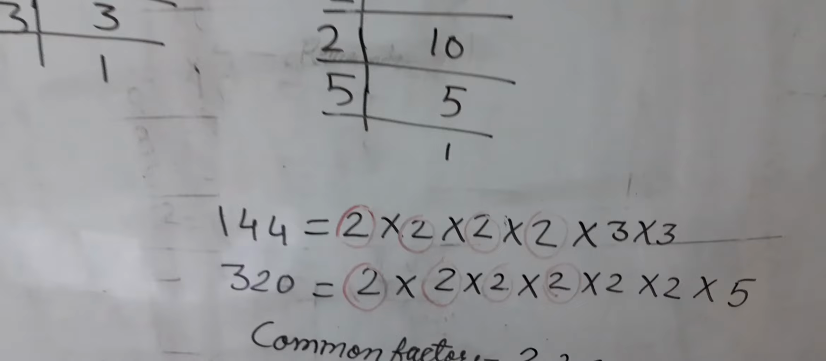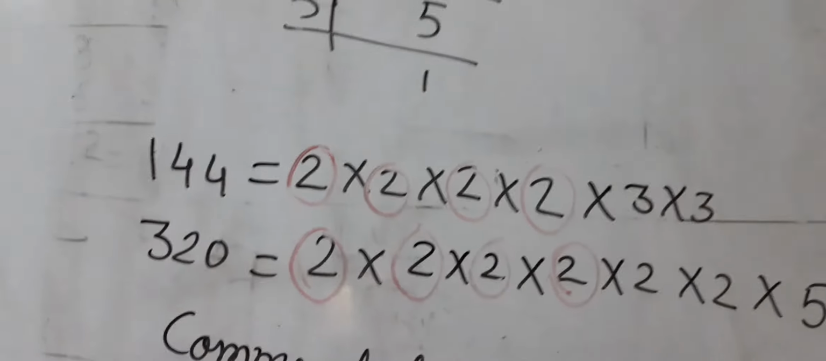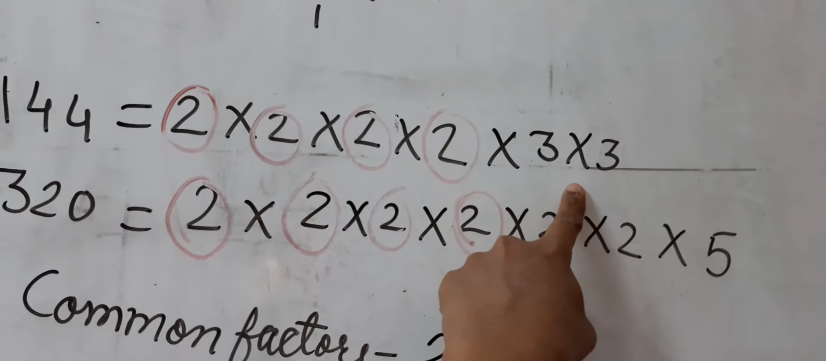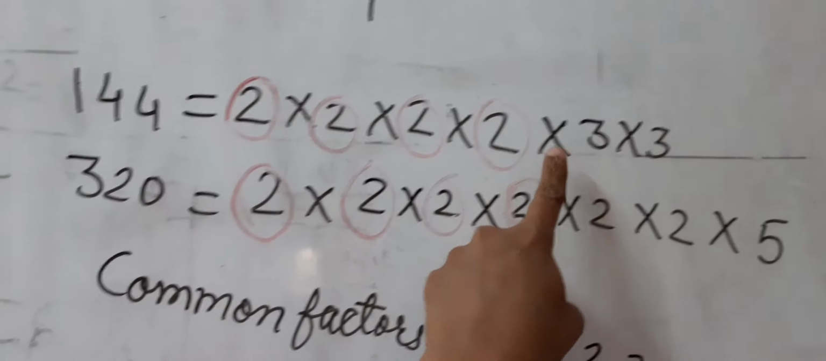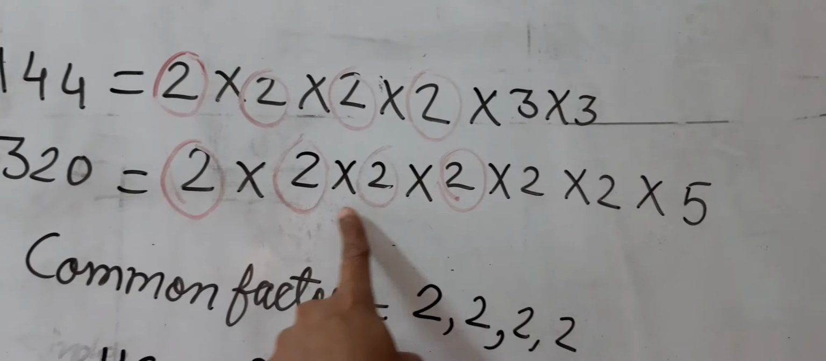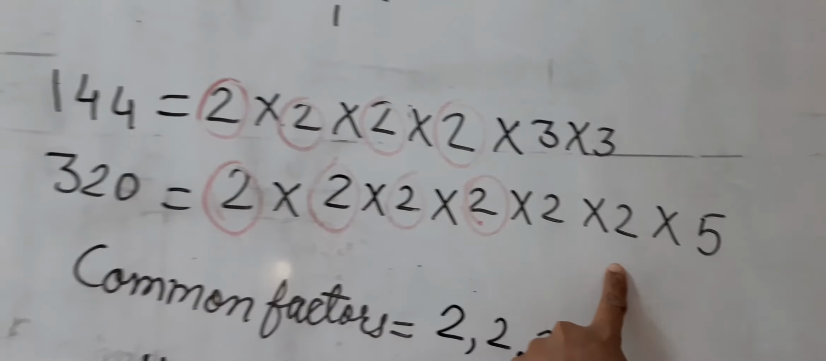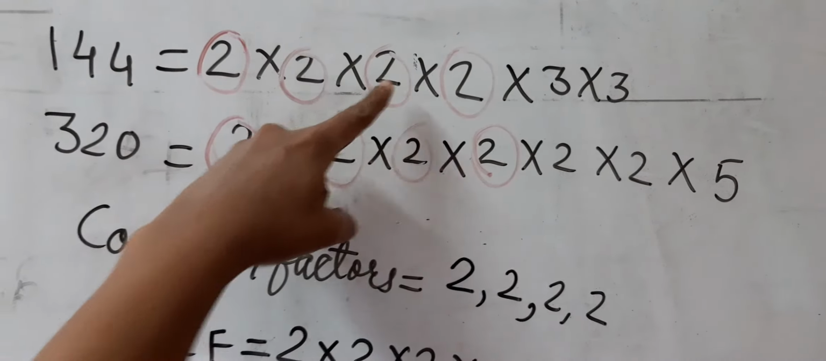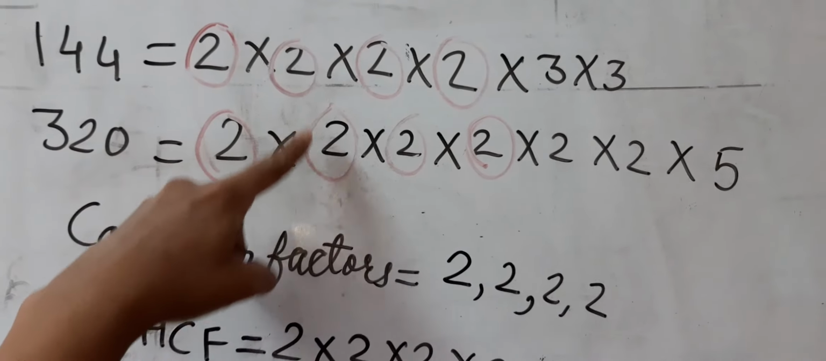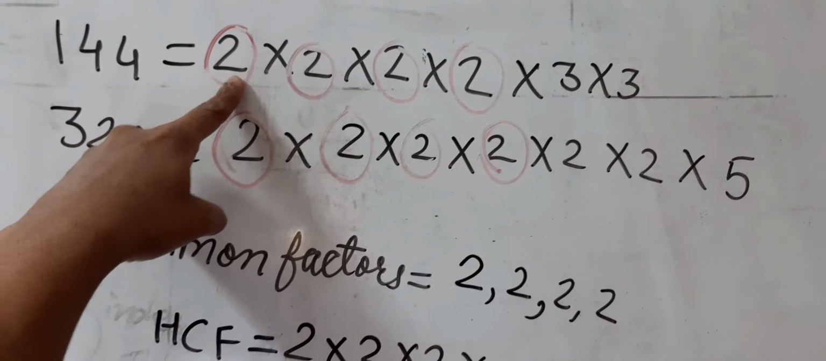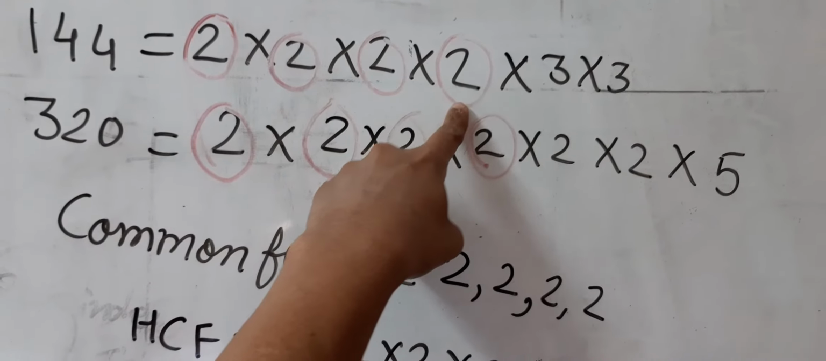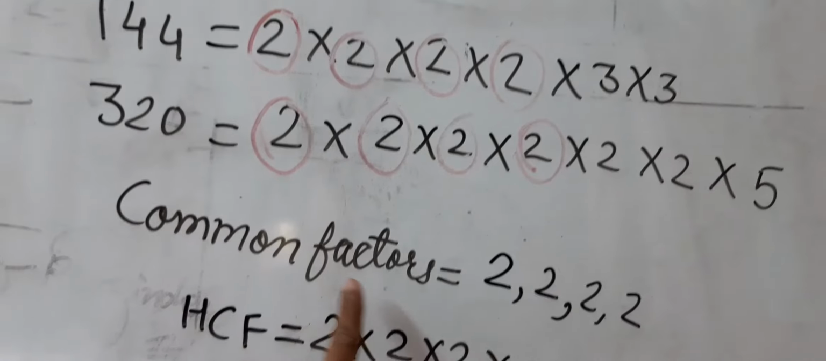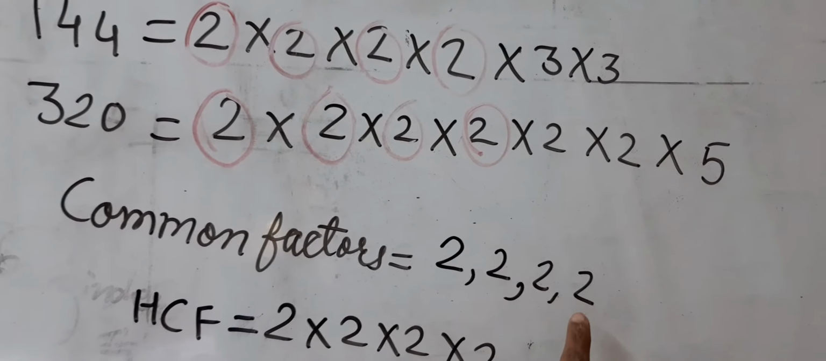So we have written in front of the numbers, you can see here, 2 into 2 into 2 into 2 into 3 into 3 is the prime factorization of 144, and these are the prime factors of 320. After doing this, we will list the common factors. This I have highlighted with the red marker. 2 into 2 into 2 into 2 are common between these two numbers. So first we have written the common factors 2, 2, 2.